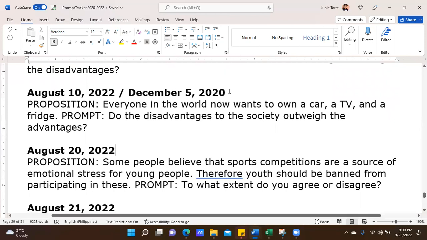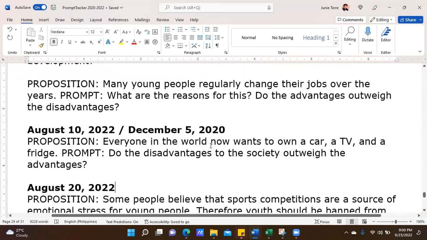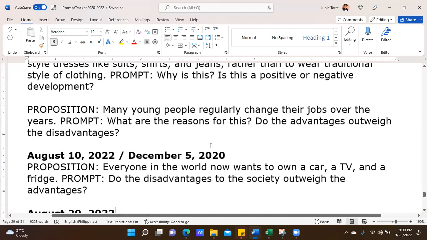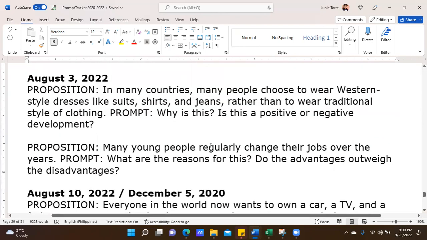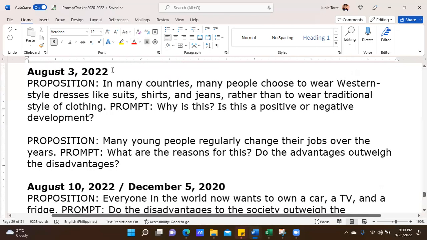Everyone in the world now wants to own a car, a TV, and a fridge. Do the advantages to the society outweigh the disadvantages? That's very Great Depression. That's very consumerism. Economic. Many young people regularly change their jobs over the years. Parang that is similar to this one, guys. Anong date ba yan? August 3. Similar siya dito, guys. Diba?